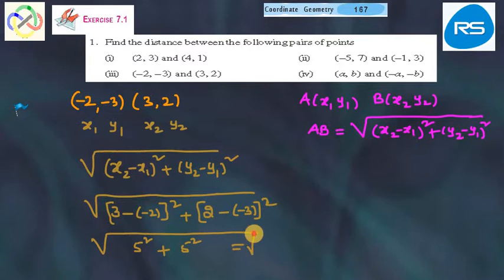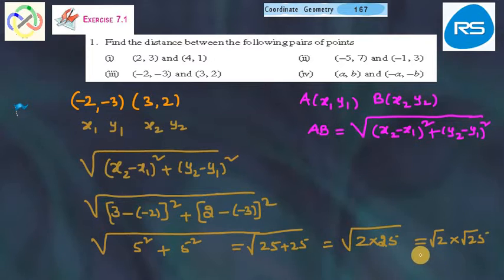So what are we getting? Square root of 25 plus 25. I can write square root of 2 times 25. Root ab can be written as root a into root b. What is the value of root 25? 5. So we are getting 5 root 2. This is about the third sum. We'll move on to the fourth question.